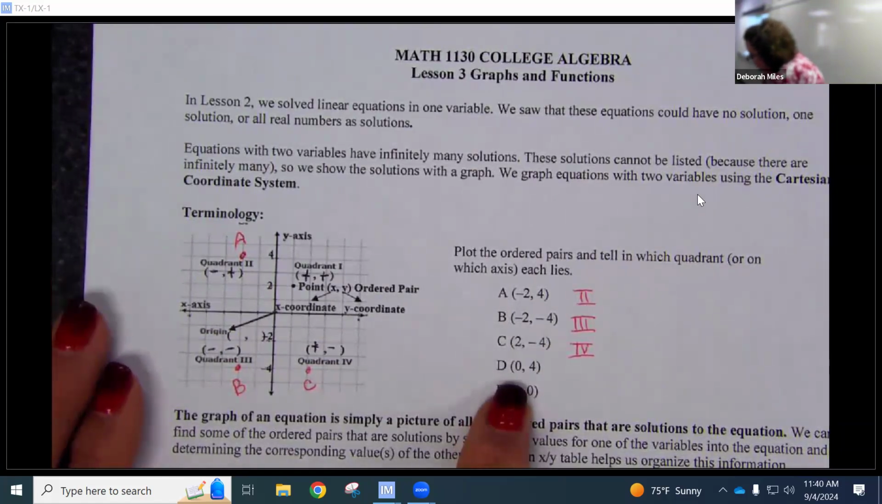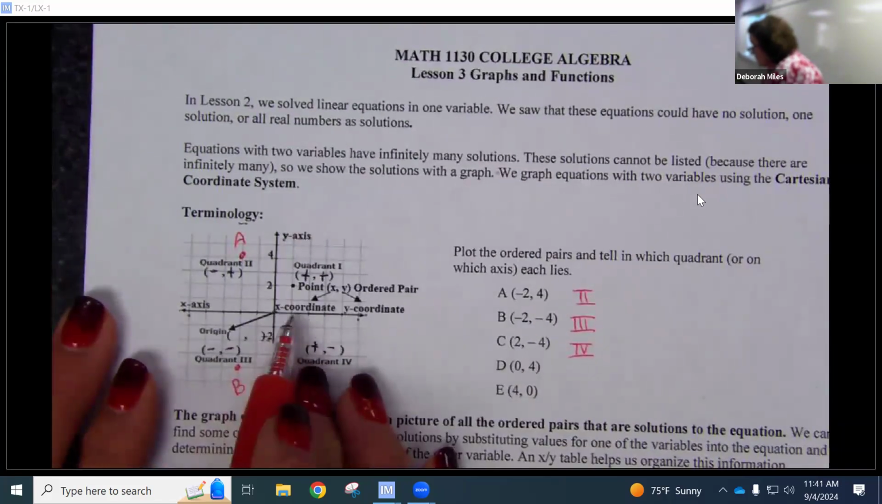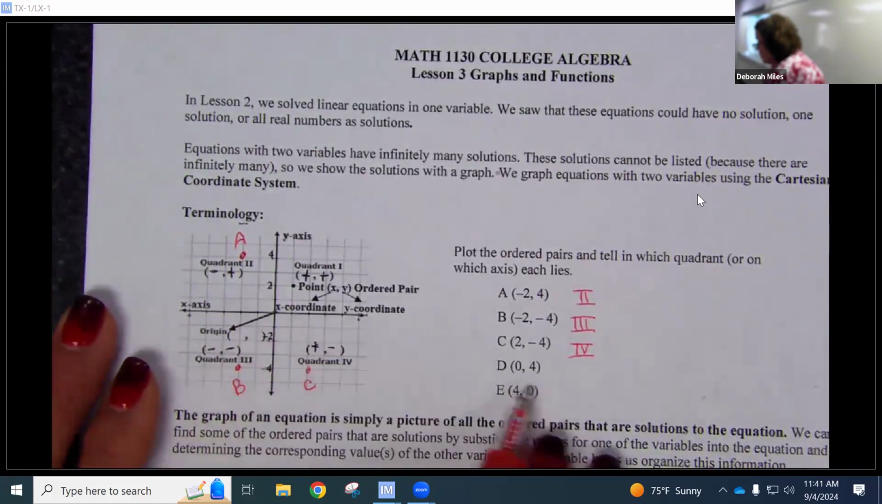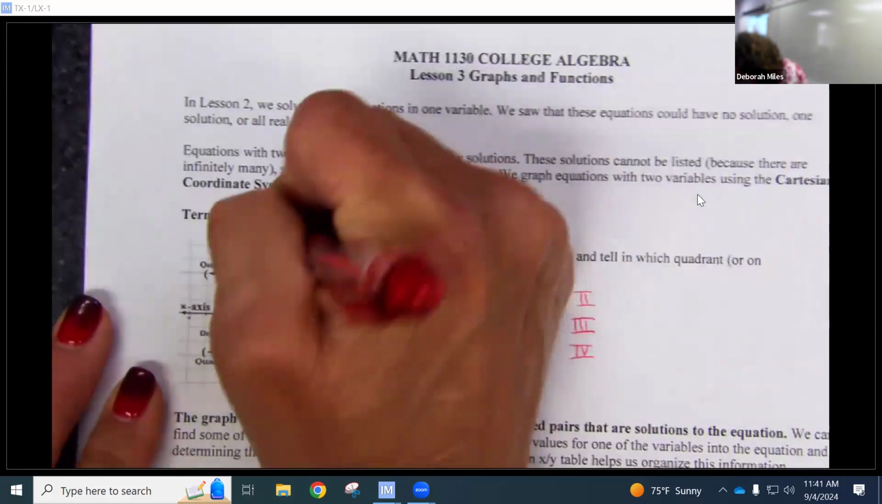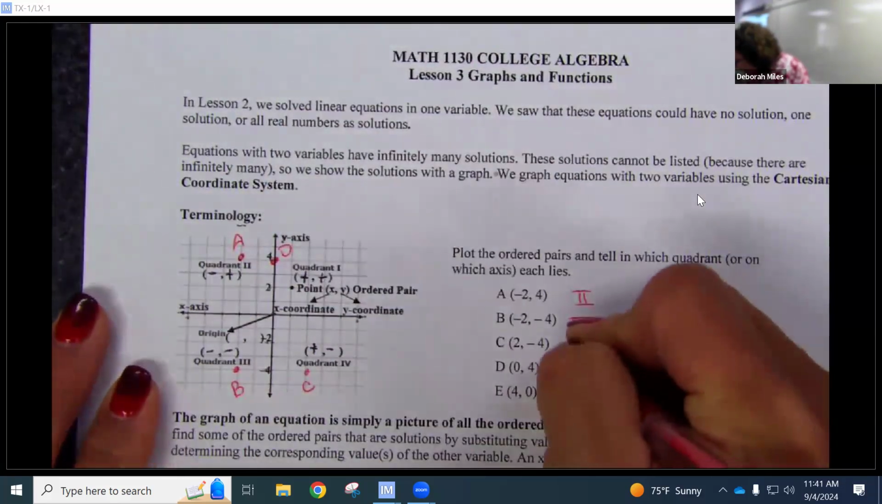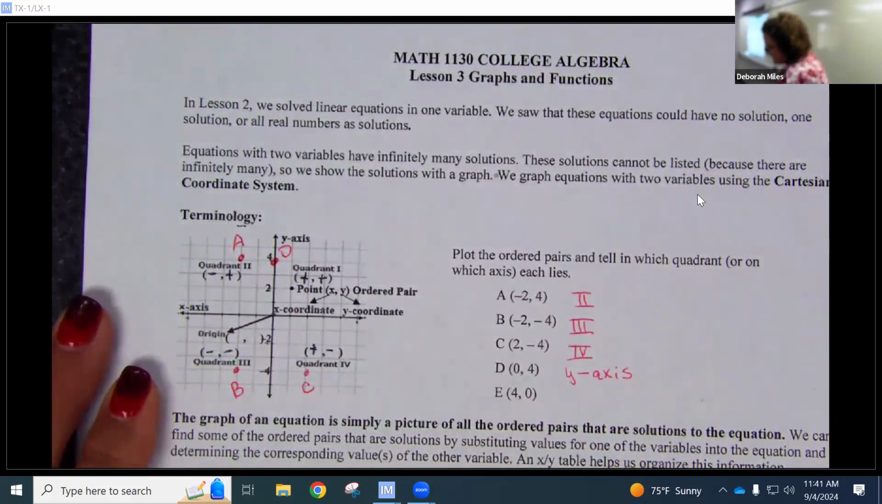What about D? Whenever X is 0, what does that tell you about the point? Is it on the X-axis or the Y-axis? The X tells you how far to go left and right. So if X is 0, you don't go left and right. You just go up or down, in this case, up to 4. So here's point D on the Y-axis. And then what about point E?